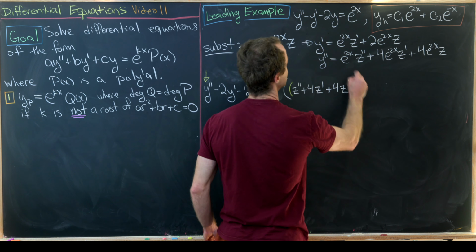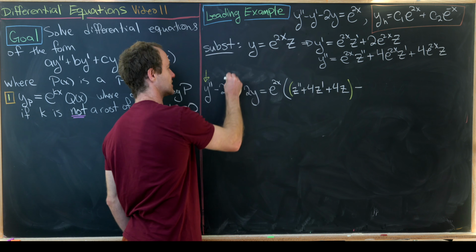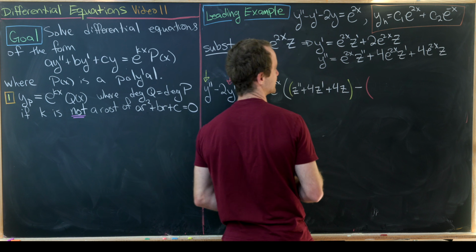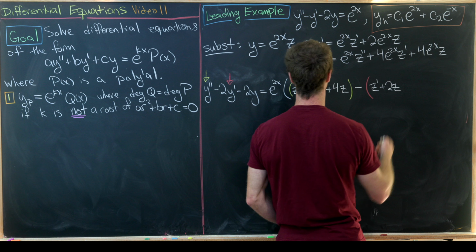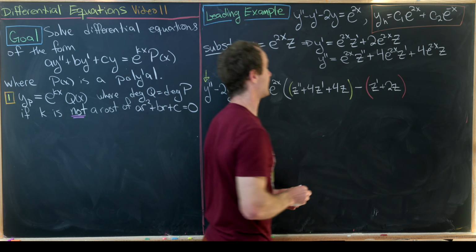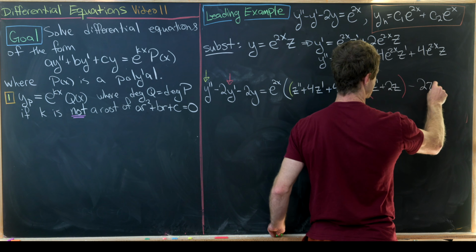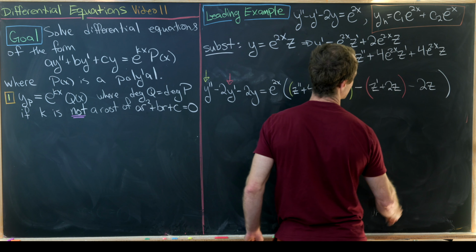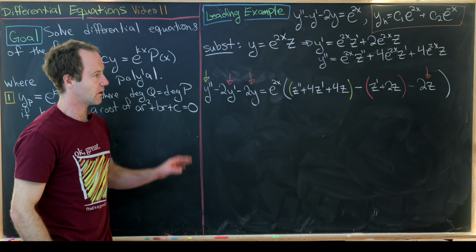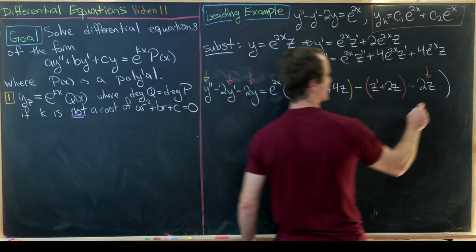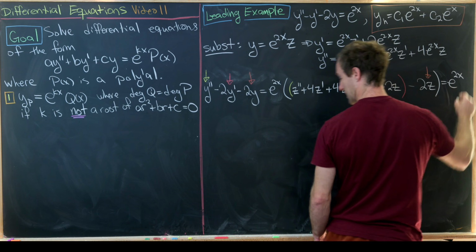And then from that, I need to subtract y prime. Y prime is this thing right here, so let's color code that with red parentheses. So I have z prime plus 2z. And then finally, I have minus 2 times y. So that'll just be minus 2 times z, and then maybe I'll put a brown arrow over that. Nothing really is going on in that case. Okay, but then all of this should be equal to e to the 2x, so let's sneak that in over here. This is equal to e to the 2x.